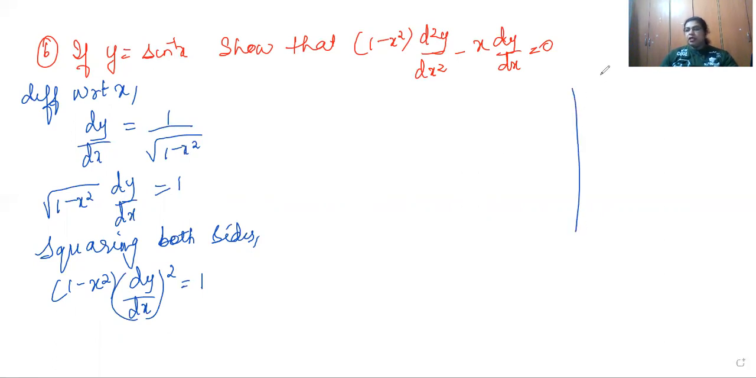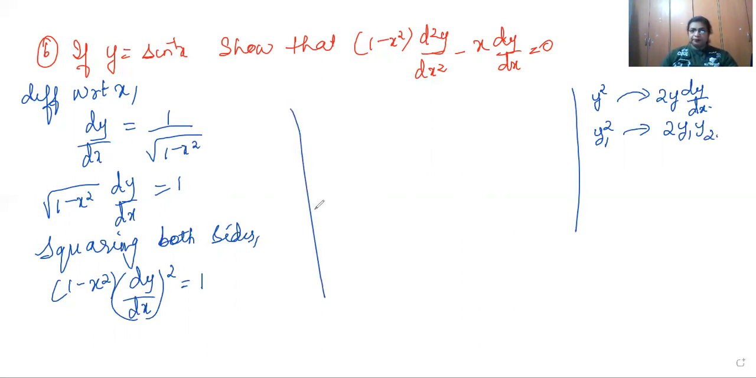Now remember, suppose I have y square. What is the derivative of this? It's of the form x to the power n. So it is 2y into y's derivative, dy by dx. Correct? Okay. So suppose I have y1 square, that means dy by dx the whole square. So it is 2y1 and y1's derivative is y2. Keep this in mind. So therefore, I differentiate. Now simplification is over.